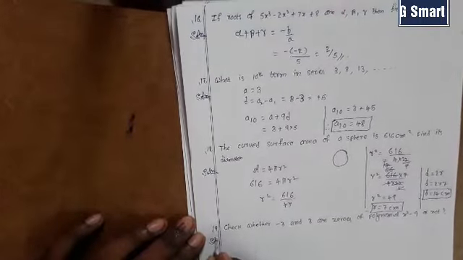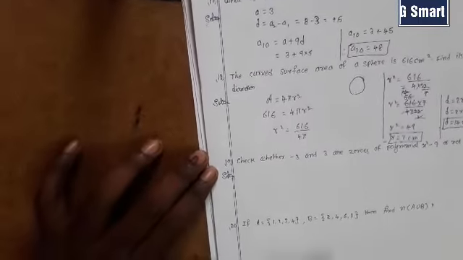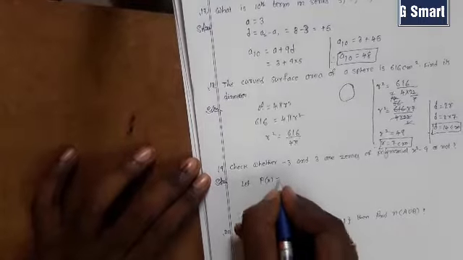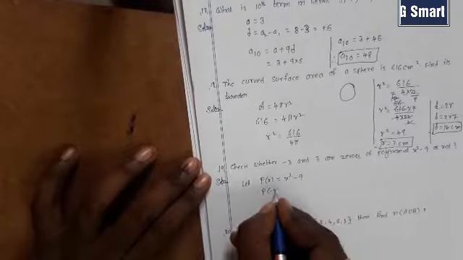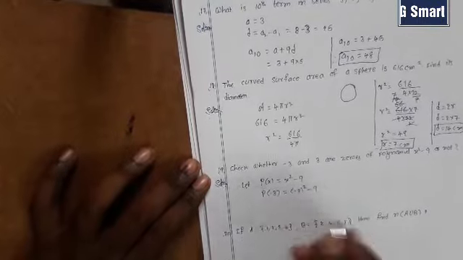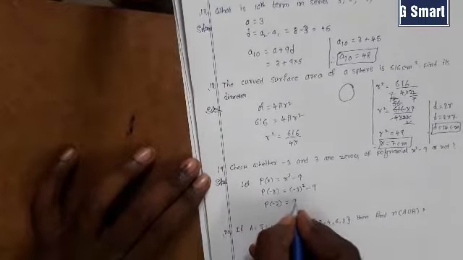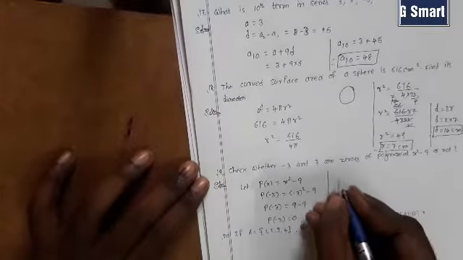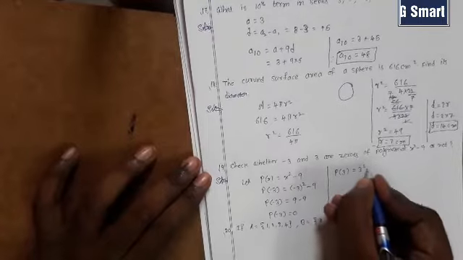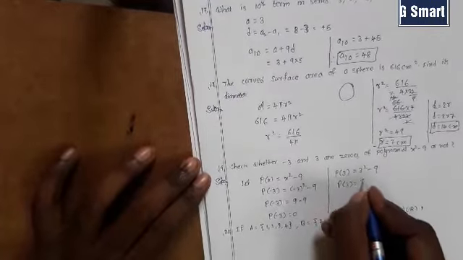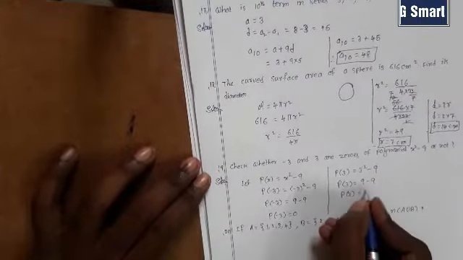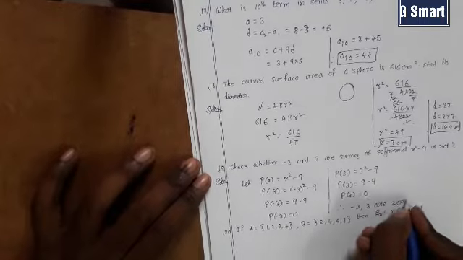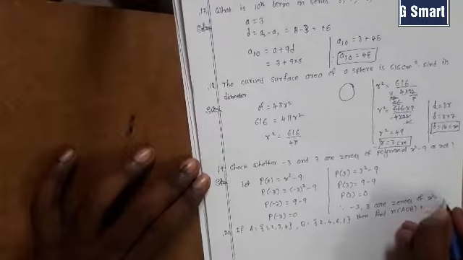Now 19th solution. Check whether minus 3 and 3 are zeros of the polynomial. Yes, these two are zeros of the polynomial. Let p of x be equal to x square minus 9. So p of minus 3 is equal to minus 3 whole square minus 9. P of minus 3 is equal to minus 3 square, means 9. 9 minus 9 is 0. So p of minus 3 is equal to 0. So it is a zero. Now p of 3 is 3 square minus 9, which is 9 minus 9, 0. So therefore minus 3 and 3 are zeros of x square minus 9.